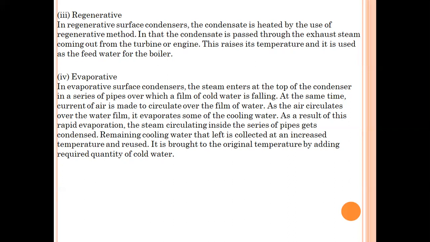In an evaporative surface condenser, the steam enters at the top of the condenser in a series of pipes over which a film of cold water is pouring. At the same time, a current of air is made to circulate over the film of water. As the air circulates over the water film, it evaporates some of the cooling water. As a result of this rapid evaporation, the steam circulating inside the series of pipes gets condensed.